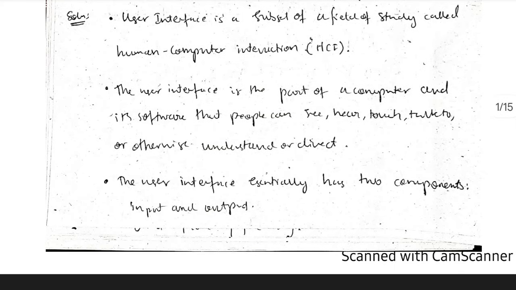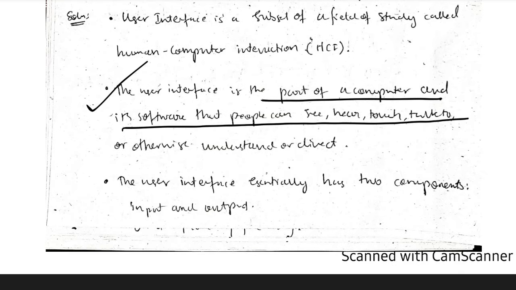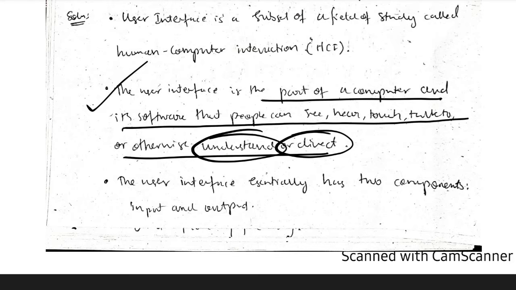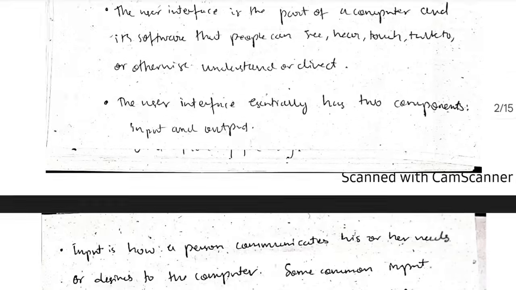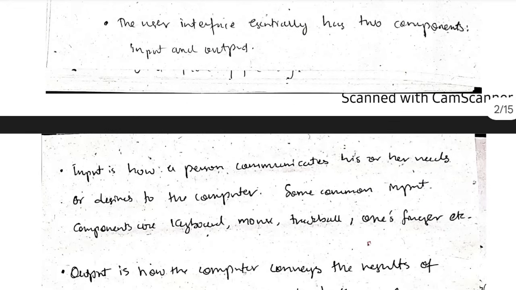After that, we will define user interface in some more detail. What is user interface? It is the part of the computer and its software that people can see, hear, touch, talk to, or otherwise understand or direct. All these things can be done using the interface, so you can interact with the computer totally. Then you have to write that there are two components in user interface. What are those two components?